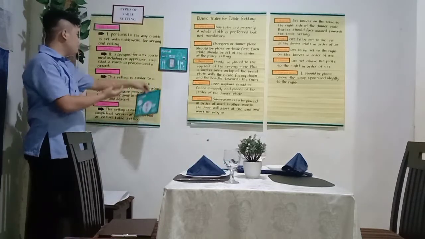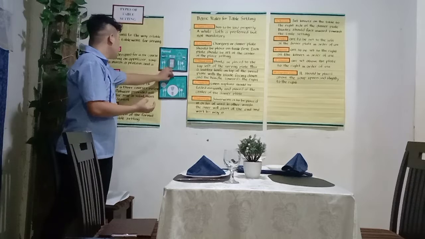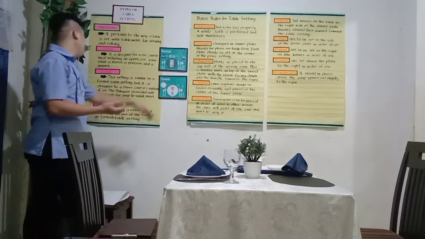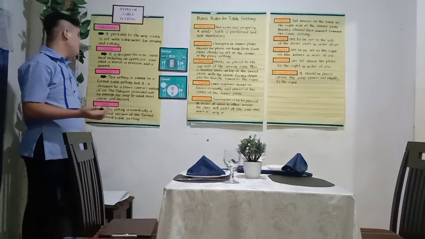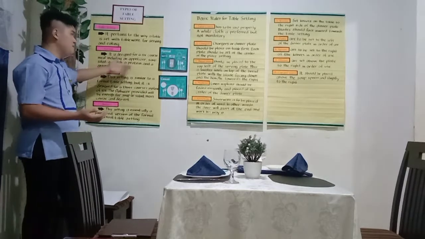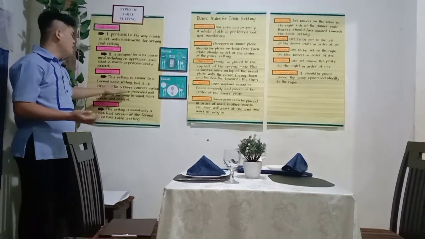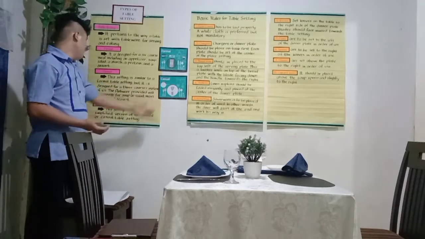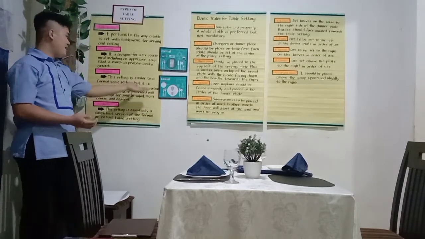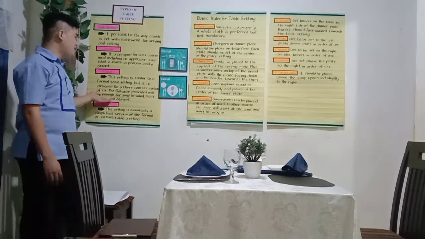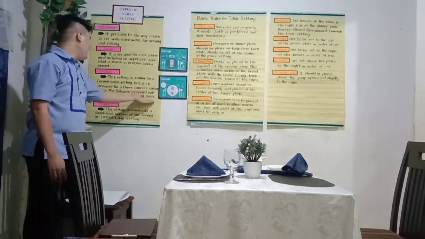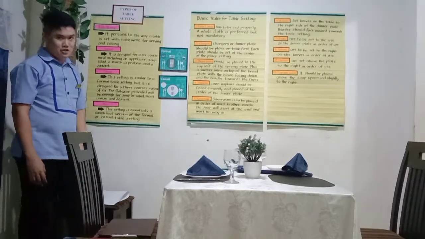Unlike the formal table setting, the casual table setting is designed for a three-course meal. It is similar to the formal table setting, but it is only designed for a three-course meal instead of six. The flatware provided will be enough for soup or salad, main course, and dessert.